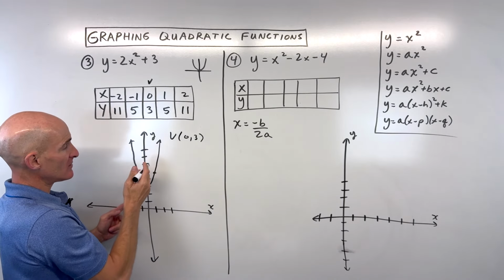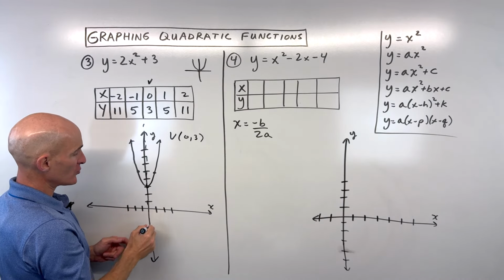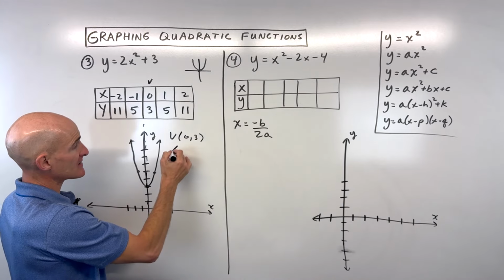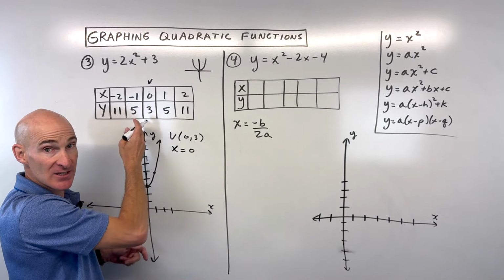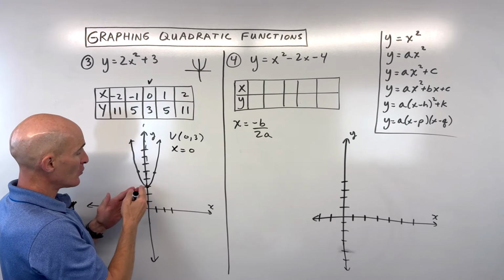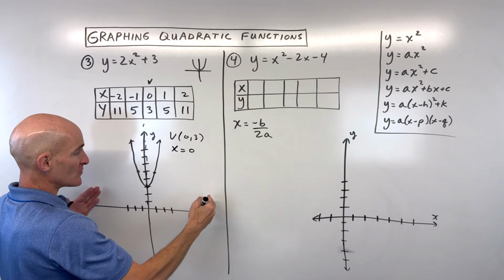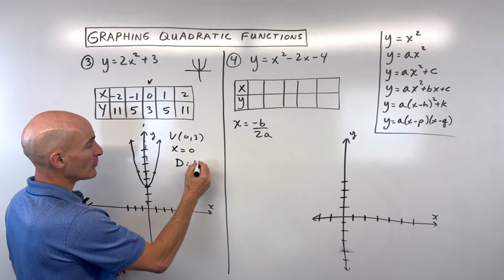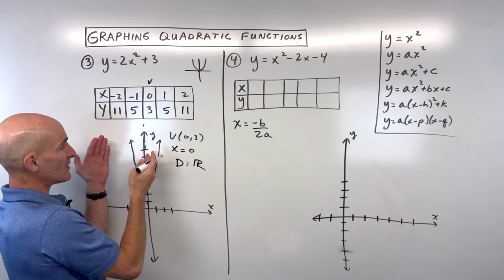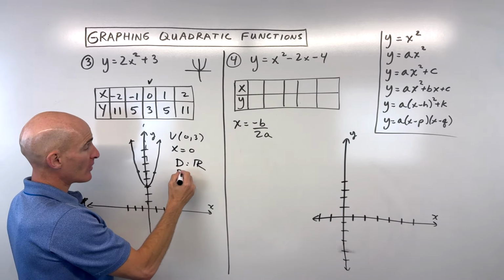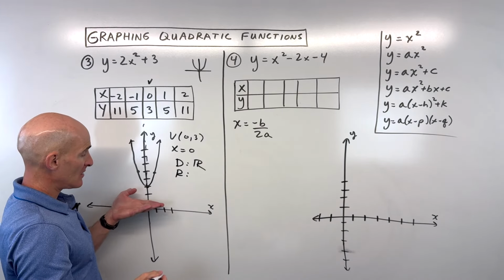Axis of symmetry, this dashed or dotted line here that goes right through the vertex, that's the line x equals 0. Remember, x equals lines are vertical lines. Domain, that's saying what can the x values be? That's going to be all real numbers. Remember, the graph goes gradually to the left, gradually to the right. The range, what can the y values be?